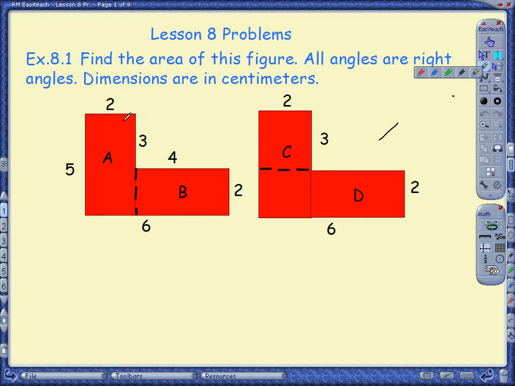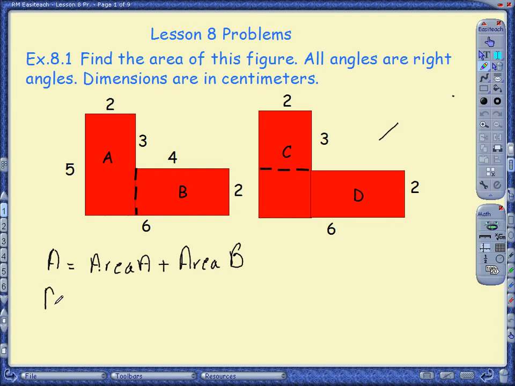We have an L-shaped figure here, and it's not possible for us to find the area of an L-shaped figure, so we have to break it up into two rectangles. So here we've made a dotted line down here, and we have rectangle A, goes all the way around like that, and stops here. And then this part is called rectangle B. So the area of this shape is the area of A plus the area of B.